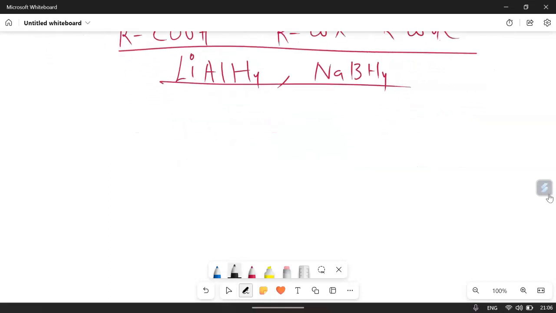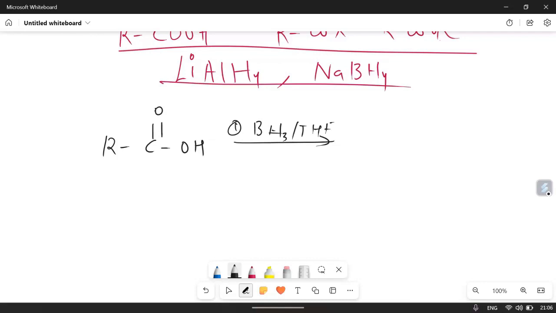For example, we have RC double bond O, OH, a carboxylic acid, treated with BH3. First we have to treat it with BH3 THF. This is also a reducing agent, and then hydrolysis will give alcohol directly.